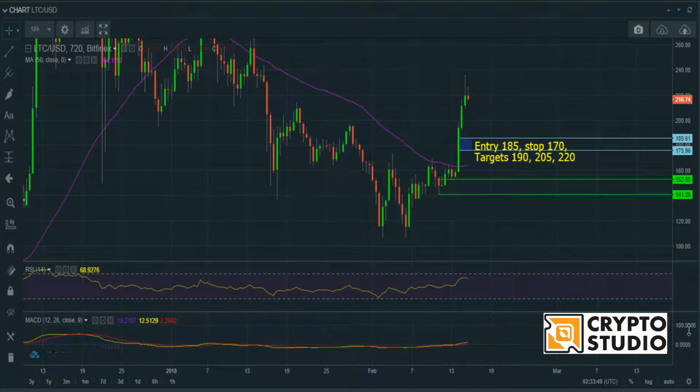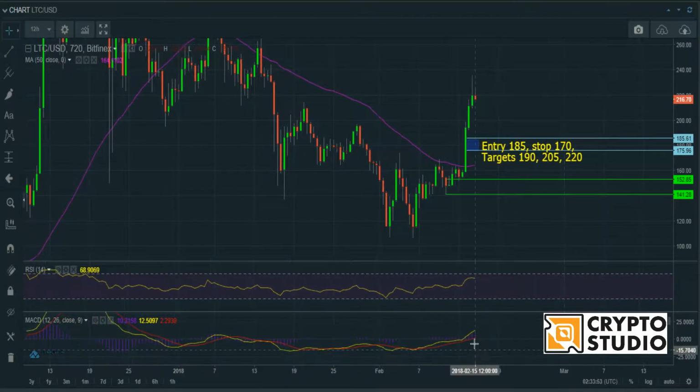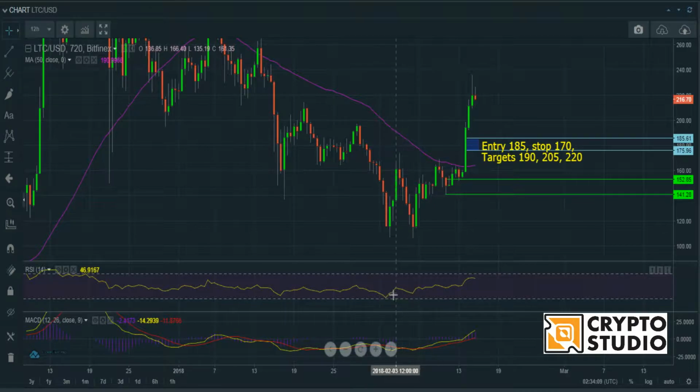It looks extremely good on Litecoin, and notice that the MACD is just pulling out of the zero area. It already crossed it, and of course the fast line is higher than the slow line. And on the RSI, we're far away from the overbought area and still doing higher lows. So we have a line.